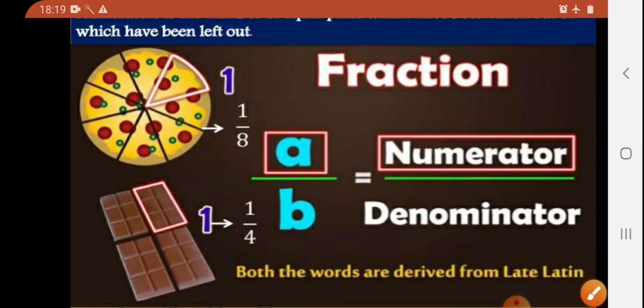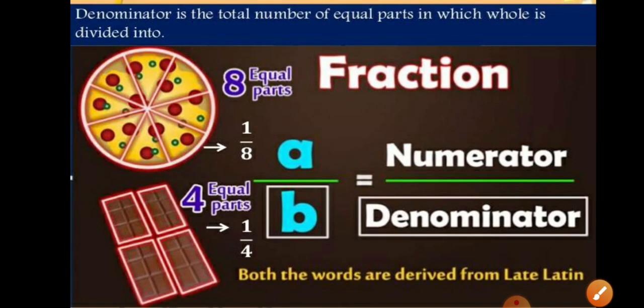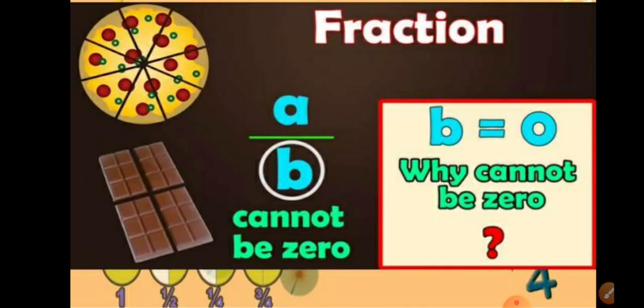The denominator is the total number of equal parts into which the whole is divided. That means into how many parts the whole is divided, that will be the denominator. Here the pizza is divided into 8 equal parts, so 8 is the denominator. The chocolate is divided into 4 parts, so 4 is the denominator.